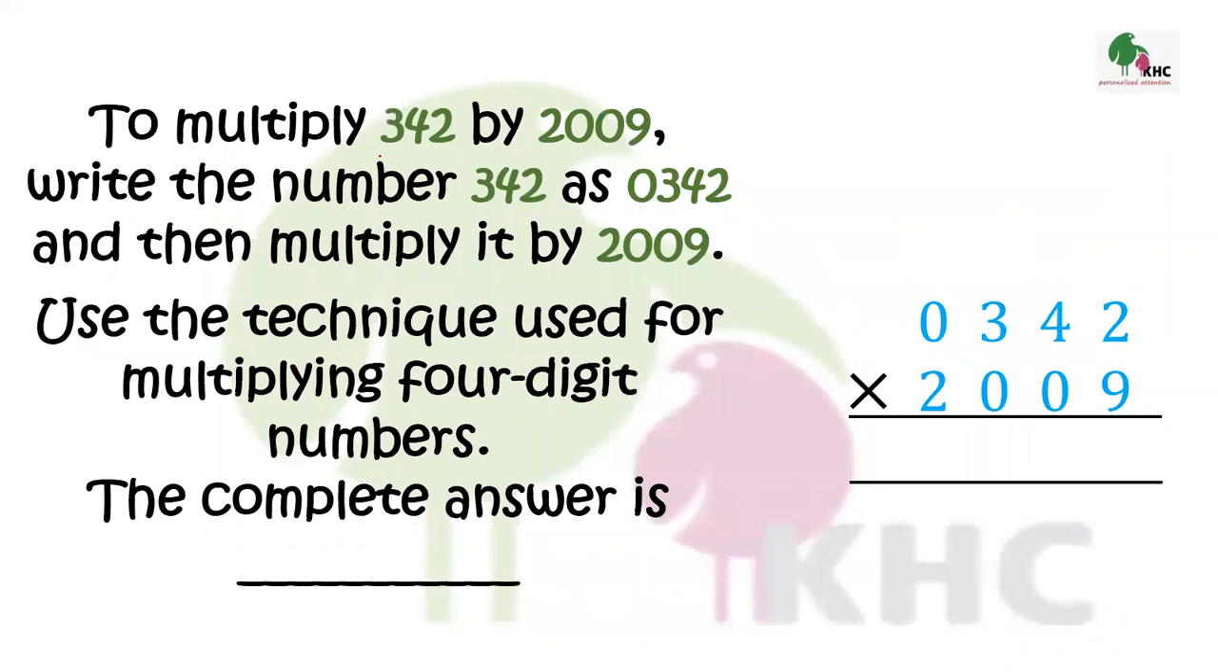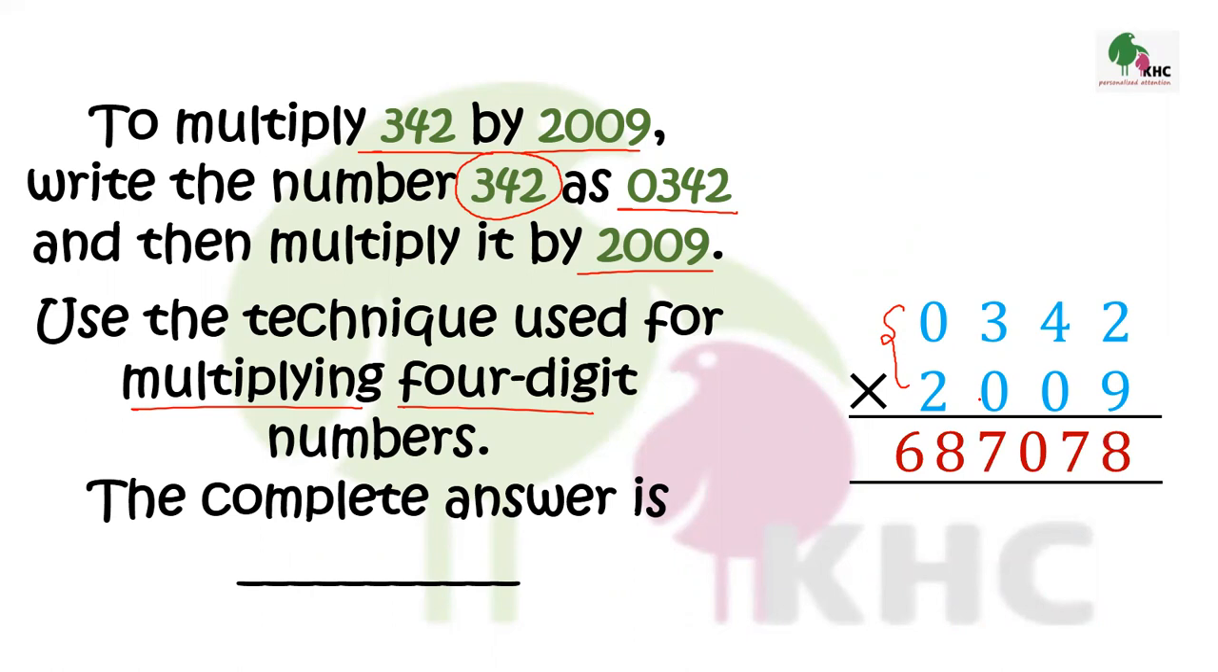To multiply 342 with 2009, we just express the smaller number as a 4-digit number by inserting zeros. By inserting zeros, we can get an equal number of digits in both numbers. Now both of your numbers have 4 digits, so you can use the 4-digit number multiplying rule. I'm sure you can do the calculations yourself and find out the answer.